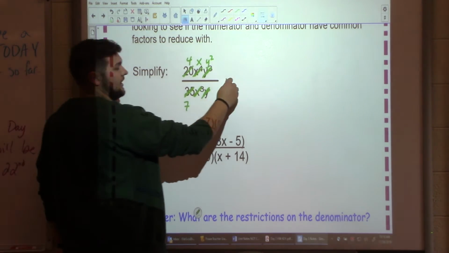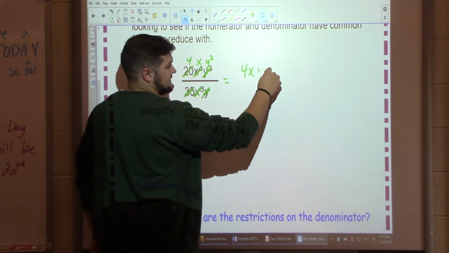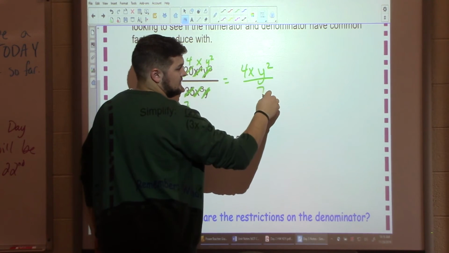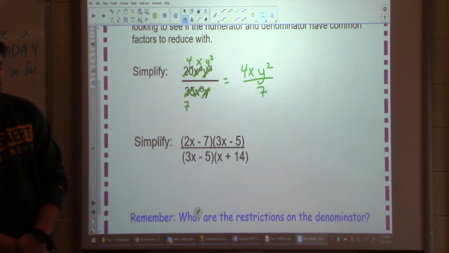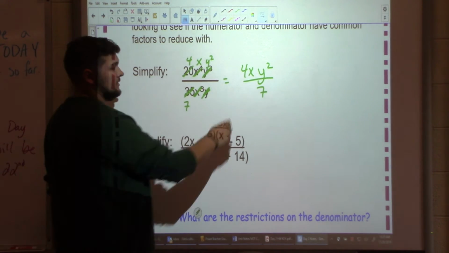Okay, so now I'm just going to rewrite it. 4xy squared over 7. Can I simplify anything else? No. So that's my answer then.